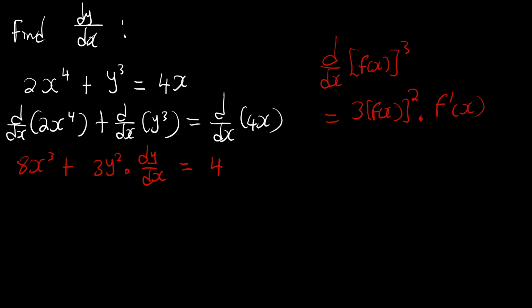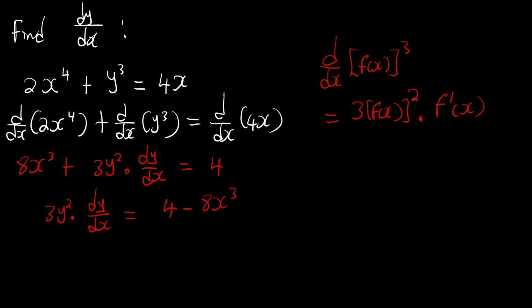Then now we need to make sure that dy over dx becomes the subject of our formula. So let's move everything close to dy over dx. I'll move this 8x cubed. So we're going to have 3y squared multiplied by dy over dx is equal to 4 minus 8x cubed.